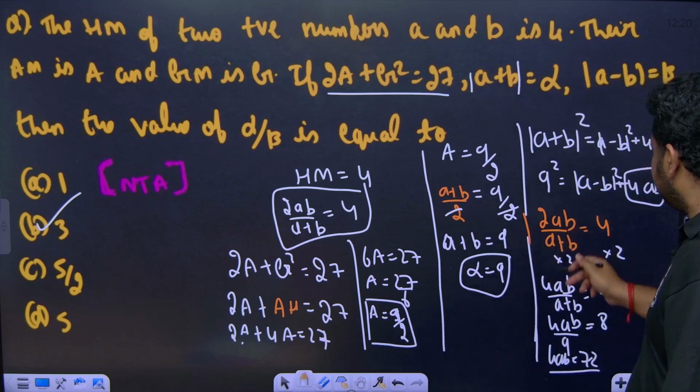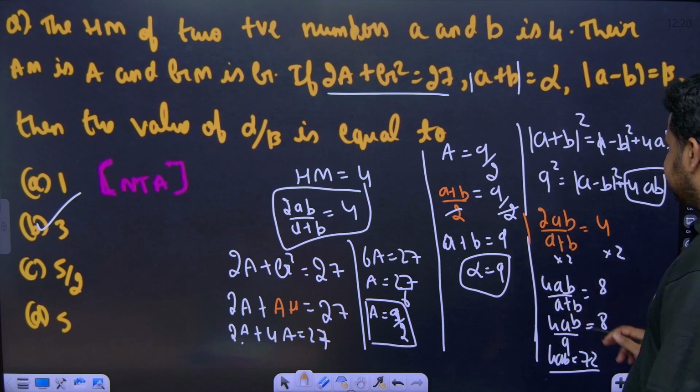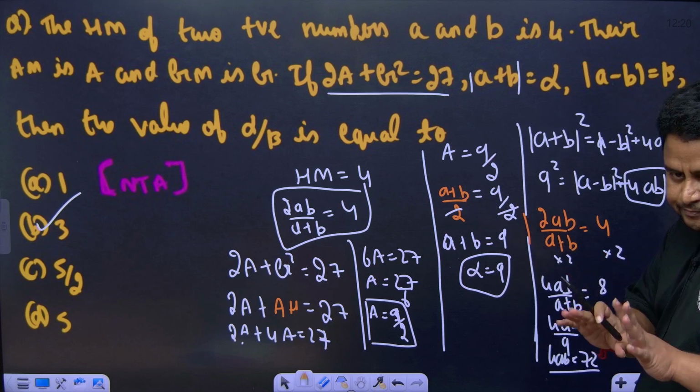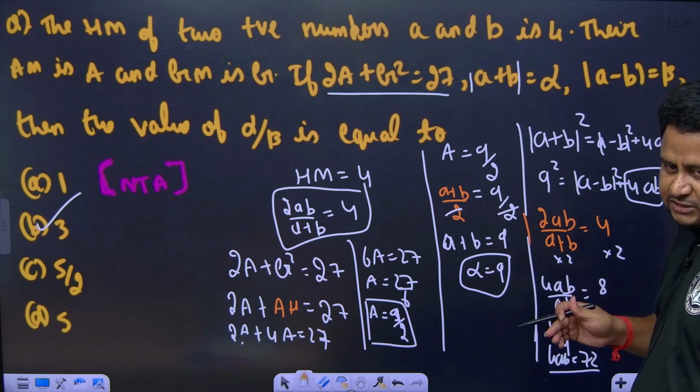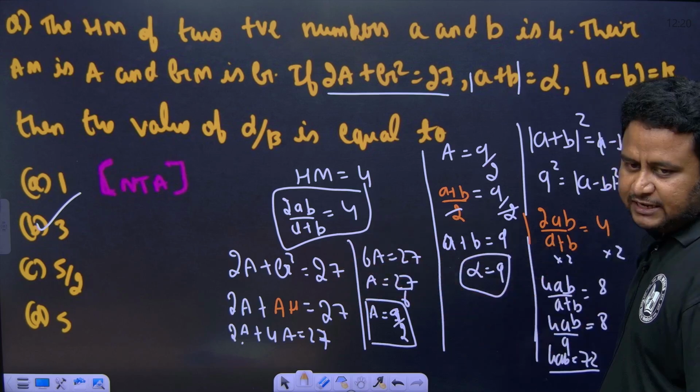So I multiplied by 2 so that I get 4ab, I got it as 72. I substituted the value, I got a minus b as 3. So beta I got it as 3, alpha I got it as 9. Alpha by beta is 9 by 3, that is nothing but equal to 3. Clear?